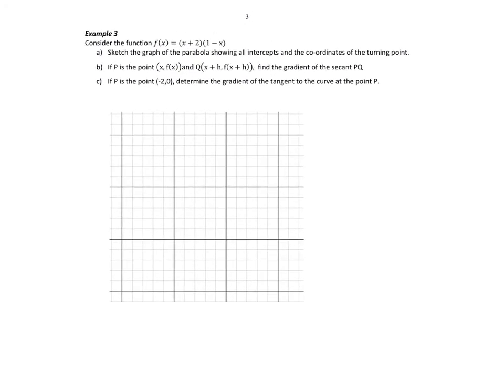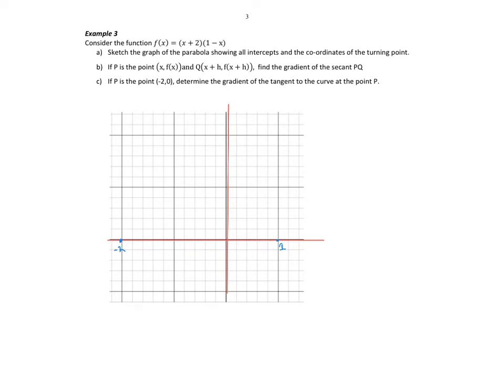Example 3, what has this got for us? Consider the function. Sketch the graph of this parabola showing all intercepts and coordinates of the turning point. All right, so let's get the axes drawn up. X-intercepts at +1 and -2. Just trying to work out a scale here. What if we make that -2, which means that there is +1.